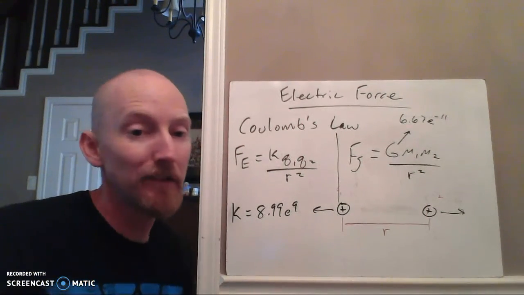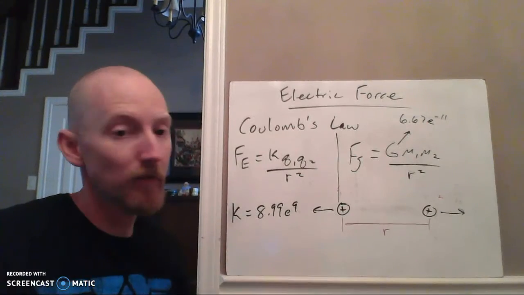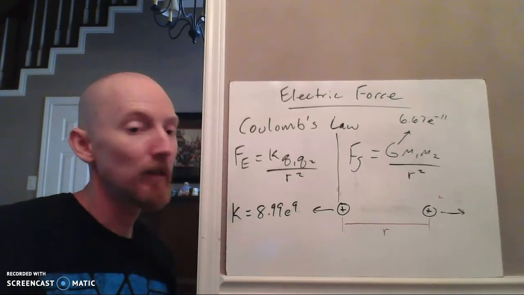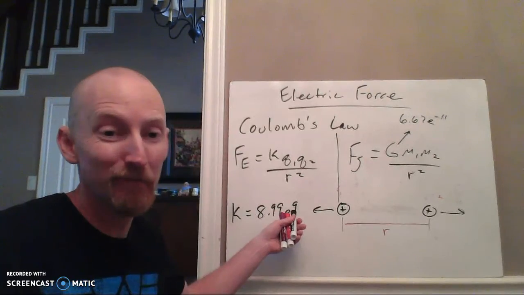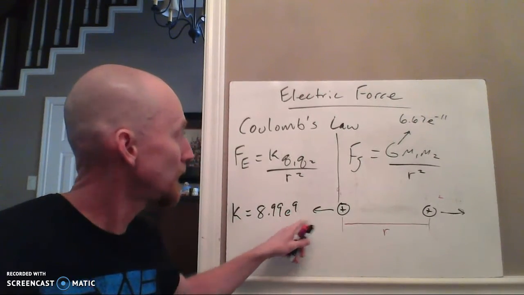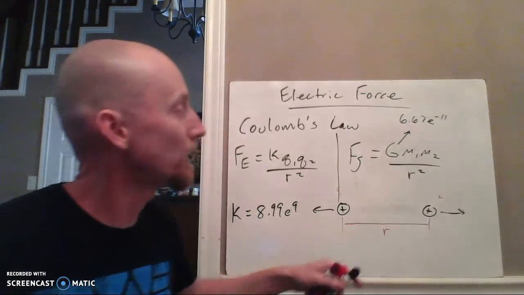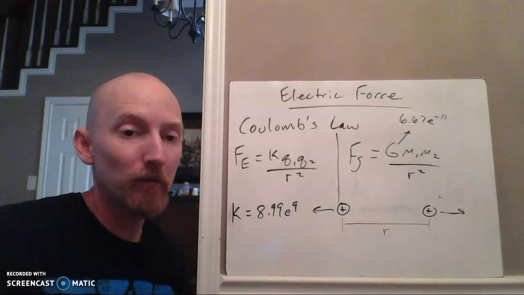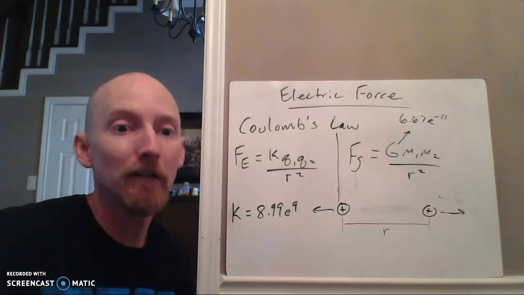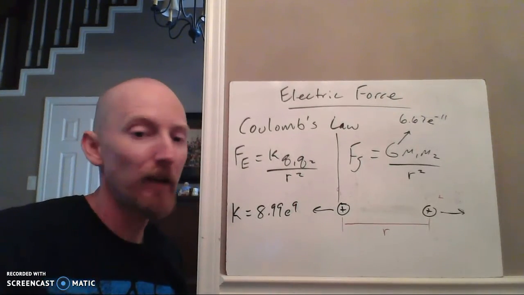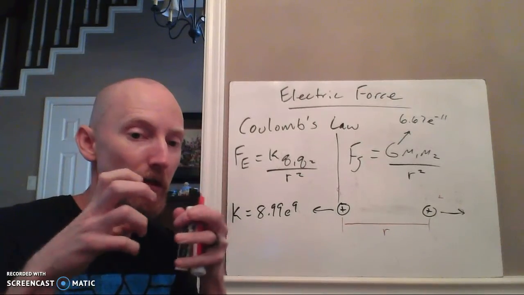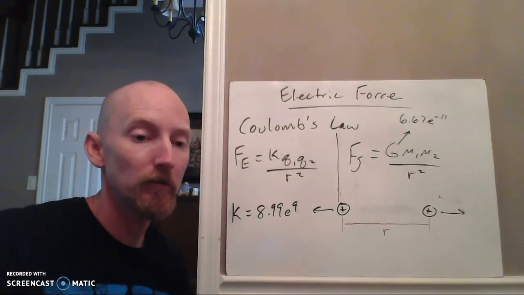So this is basically proof that gravity is a very weak force and the electric force is very strong. It's actually billions and billions of times stronger, e to the 9th versus e to the negative 11th. So this is why we humans don't have a lot of gravity, a lot of force there. Electric forces are really responsible for holding a lot of things together. So that's why they're very, very strong.